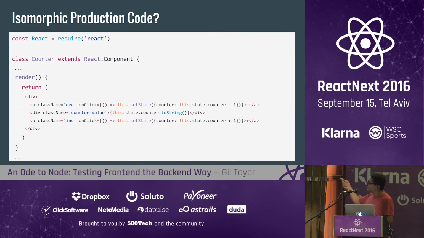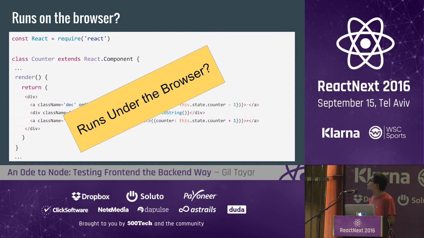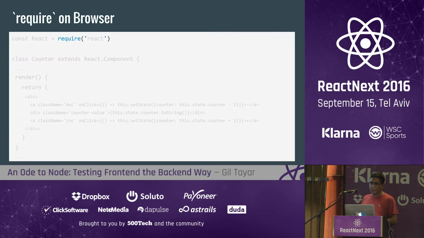This is the counter, well, part of it. Regular counter, I'm not going to get into it. Everybody knows how this is. This is isomorphic code. Let's check whether it runs under the browser. Does it run on the browser? Let's look part by part. Does require run on the browser? Nope. The browser does not understand require.